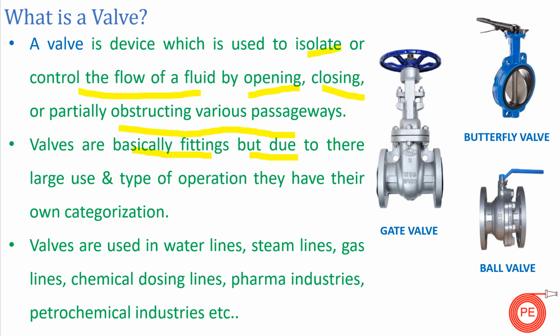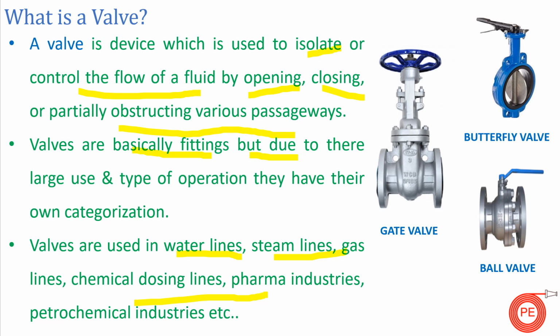Valves are used in each and every industry. We can't even think of an industry or a process where we don't use a valve. Valves are used in water lines, steam lines, gas lines, chemical dosing lines, pharma industries, petrochemical industries, and even in steel industries. So valves find application everywhere, in each and every industry.